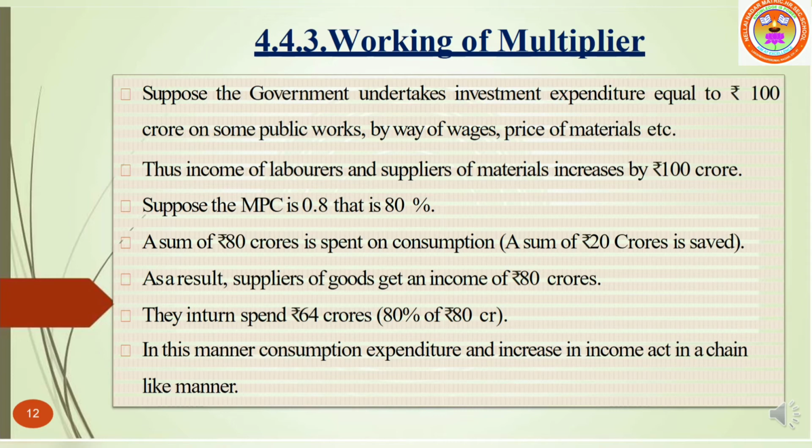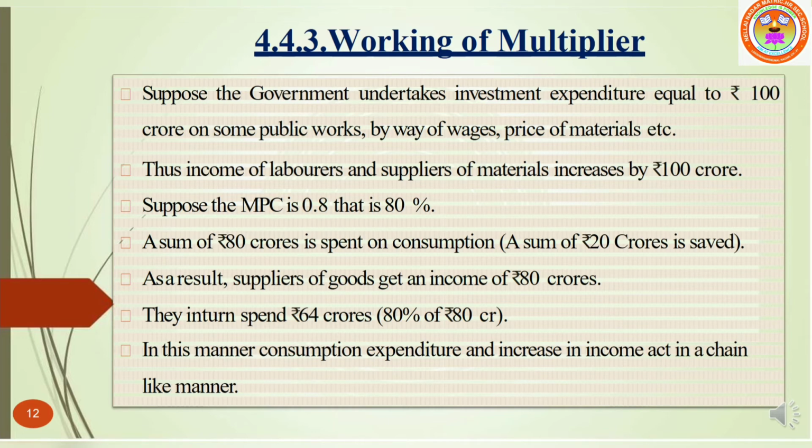Here, they in turn spent rupees 64 crores. How did the 64 crores come? 80%. That means 80 divided by 100 into 80, we will get 64 crores. So, in this manner, consumption expenditure and increase in income act in a chain-like manner.